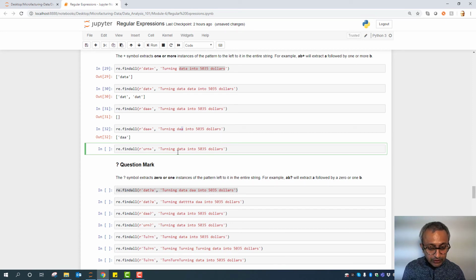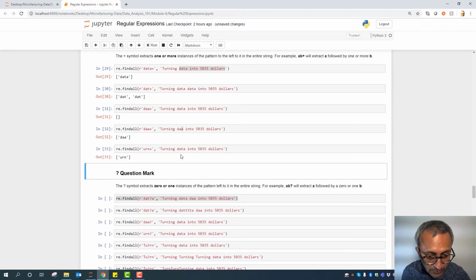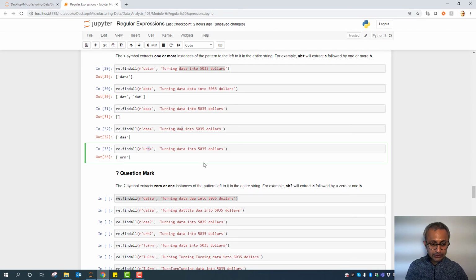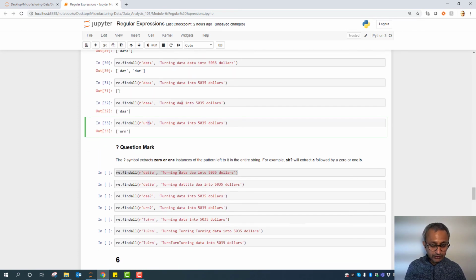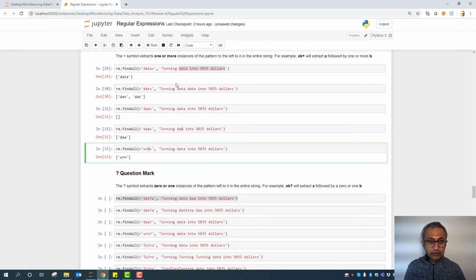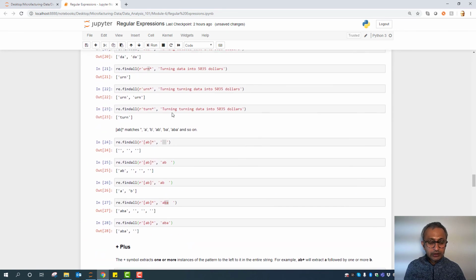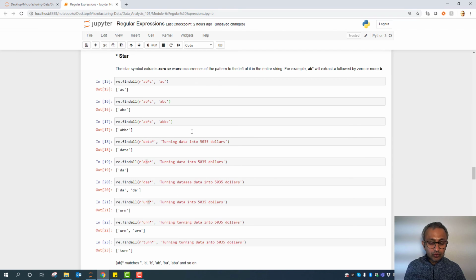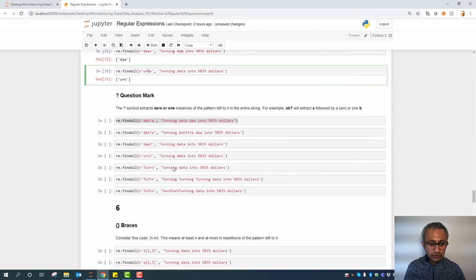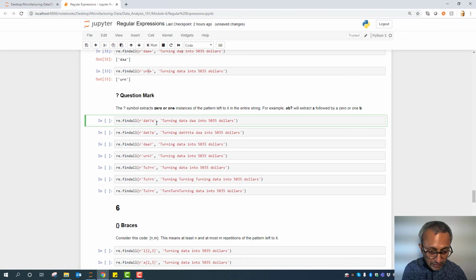TURN, what do you think it will return? It's going to return URN, because it's able to find that N and the UR before that. Question mark. This one, so one or more, zero or more, and question mark is only 0 or 1. So either 0 or one occurrence.